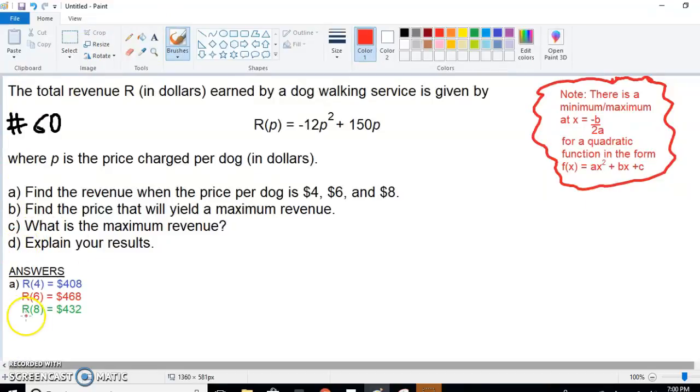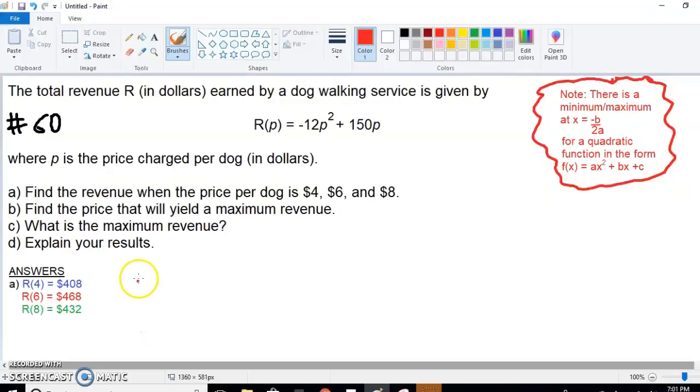Okay, so down here kind of sums up what we just found. When the price per dog is 4, the total revenue was $408. When the price per dog was $6, the total revenue was $468. And then when the price per dog was $8, the total revenue was $432.